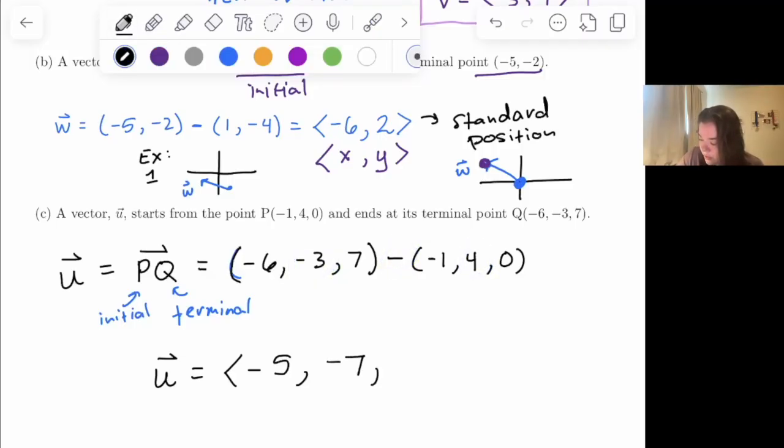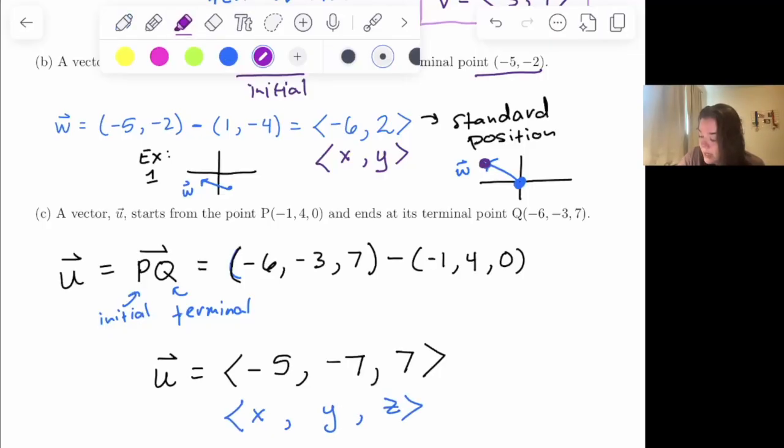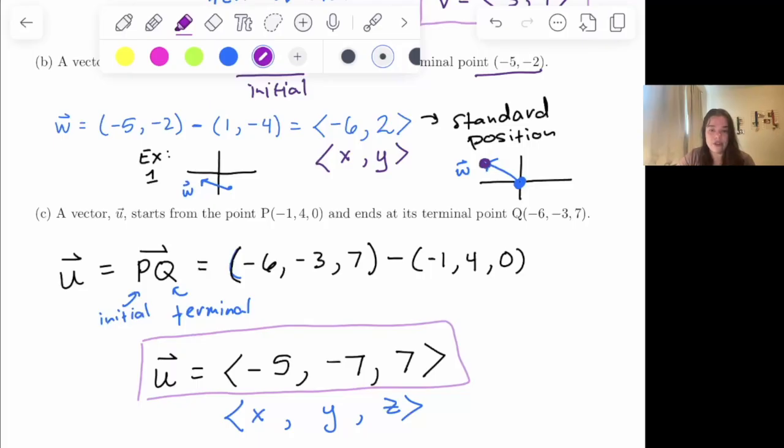And then do your final z component. So there's an x, y, and z component. That's what you found. This is the x, this is the y, and this is the z component of vector u in standard position. So that is how you would create vector u from the 2 points given to you there.